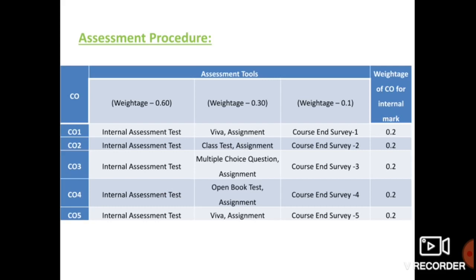So each and every CO contributes 20% in internal mark calculation. That is, equal weightage is given for all the 5 COs in internal mark calculation. Okay, so give importance to all the COs.